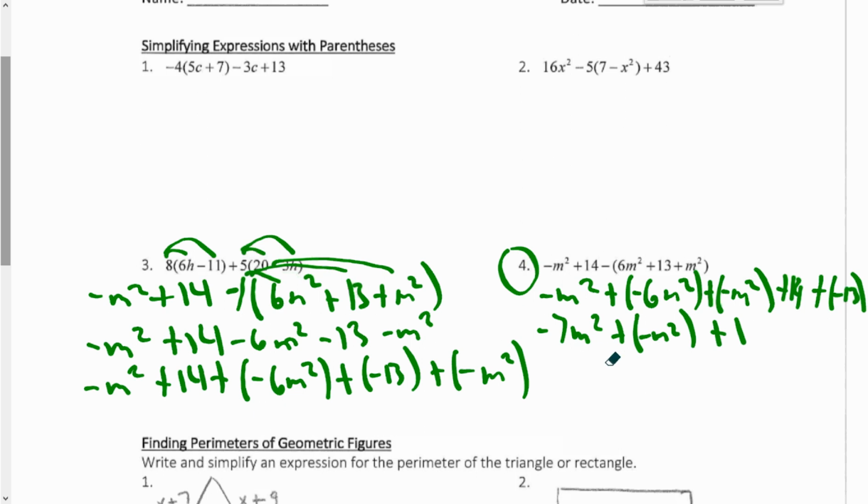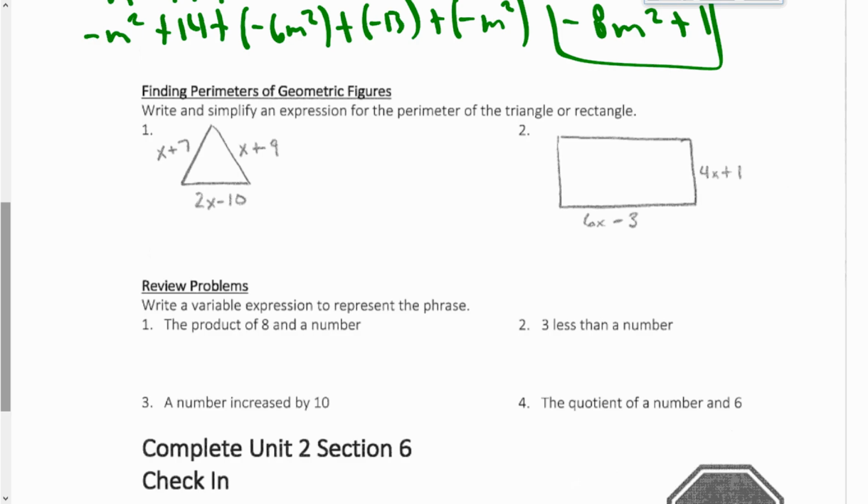So then my last step is just to put these m squareds together. So negative 7m squared plus negative m squared is negative 8m squared plus 1. And that's my simplified version there for number 4. So there's a lot to that one. If you have any trouble with that, just ask your teacher and we can walk through it with you.